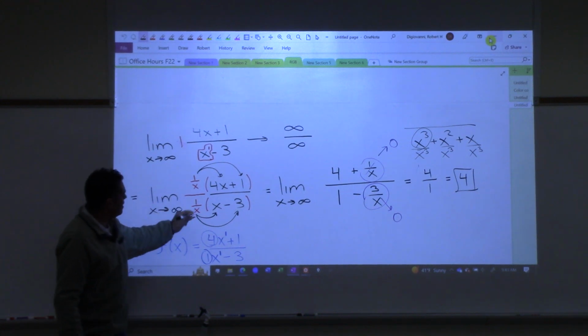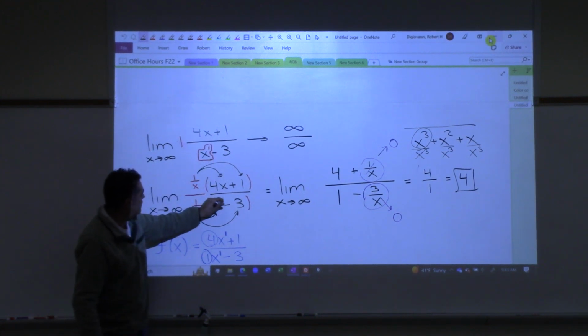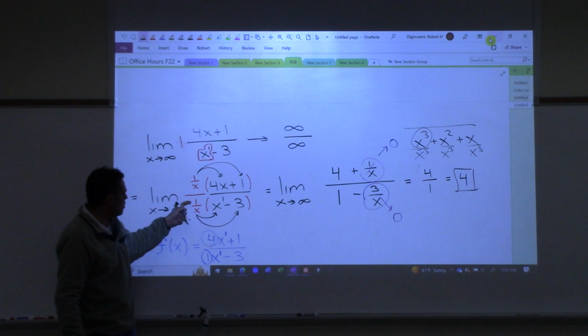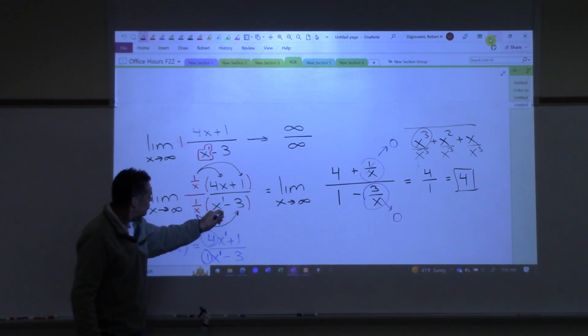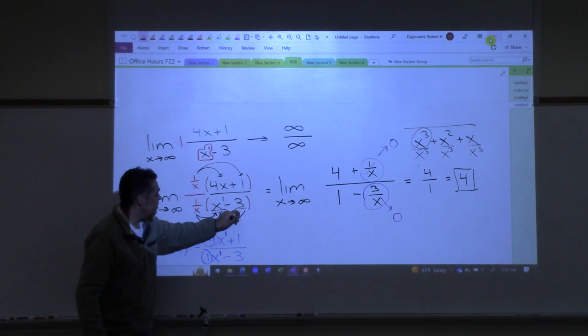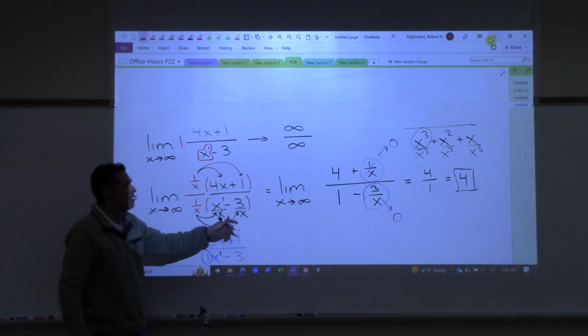You know how we did here? We looked at the highest power of x, x to the first power. So I came in with a 1 over x. When I distribute that through, it really just puts an x below each of those, right? That's really what happens. That's what I'm saying here.